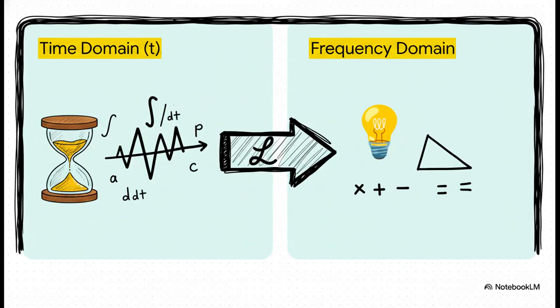This right here is the most important part. We take a function that's all about time, t, and we transform it into a new function that's all about this new variable s. We're literally going from the time domain to the s domain, or the frequency domain. It's like translating a problem from a really hard language into one you're fluent in.